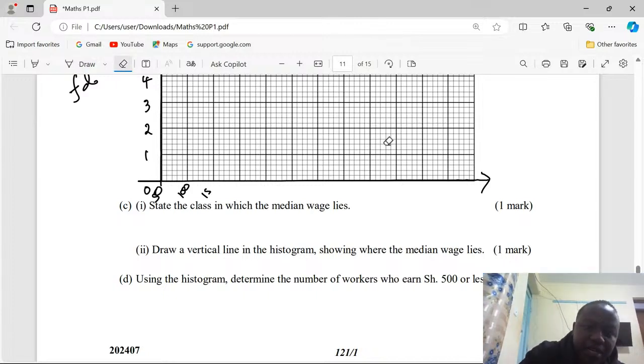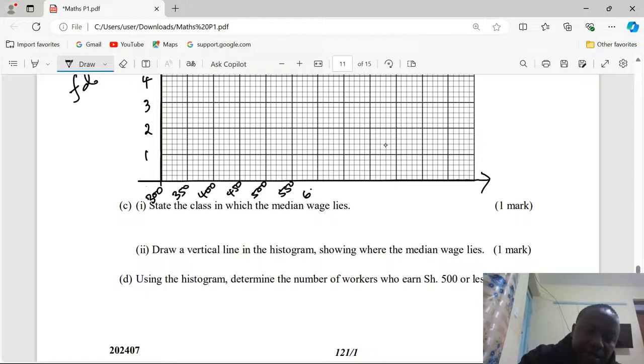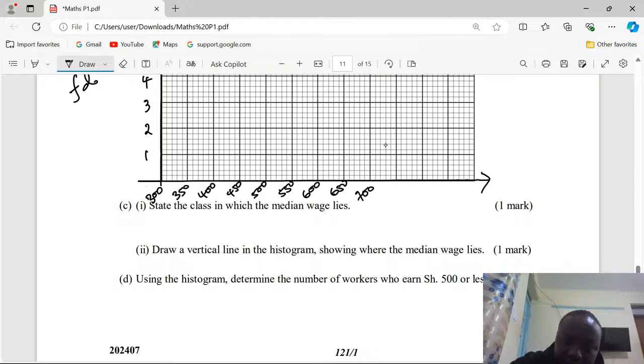So 300, the least one. The intervals are the ones of 50. So 350, 400, 450, 500, 550, 600, 650. So these are the intervals that I'm going to use. You can also write 700.